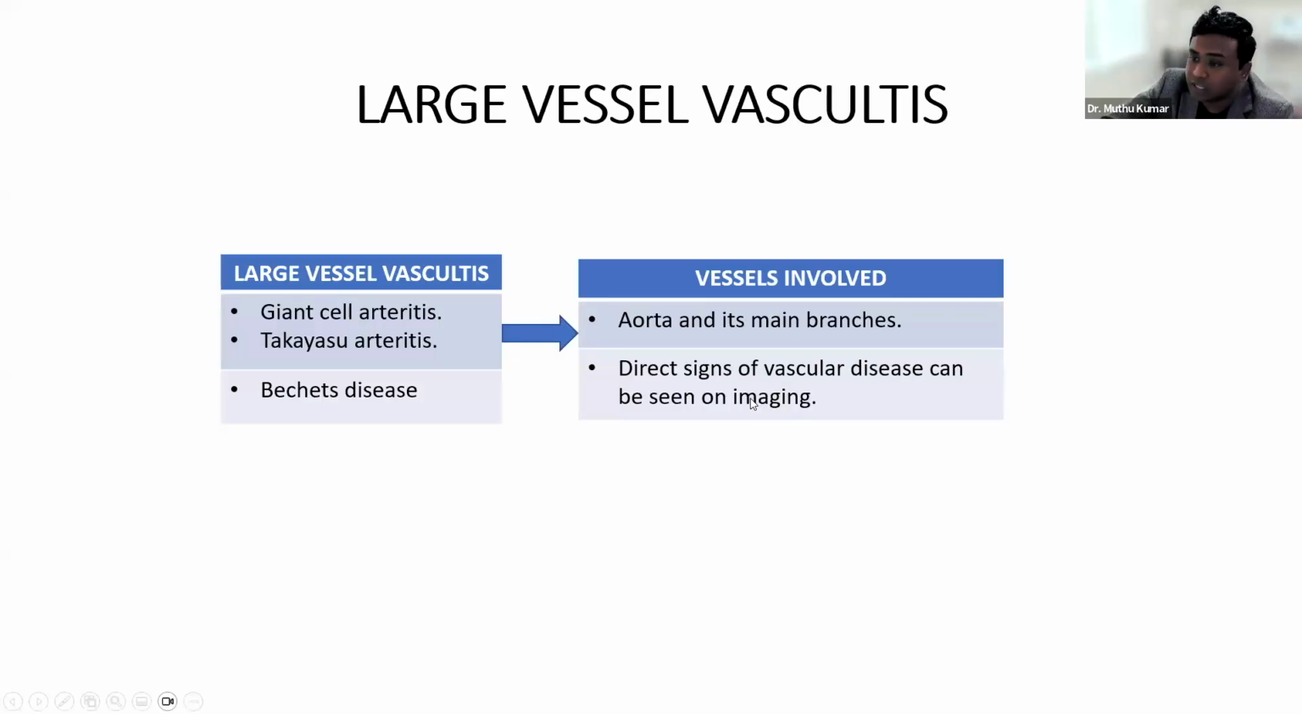Large vessel vasculitis includes giant cell arteritis and Takayasu. Behçet's disease can affect medium vessels as well as large vessels. The vessels involved are the aorta and its main stem branches. The direct signs of vascular disease can be seen on imaging.